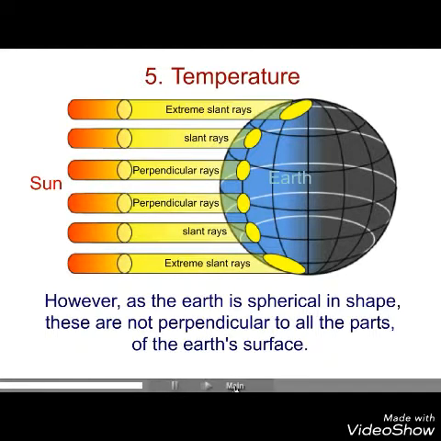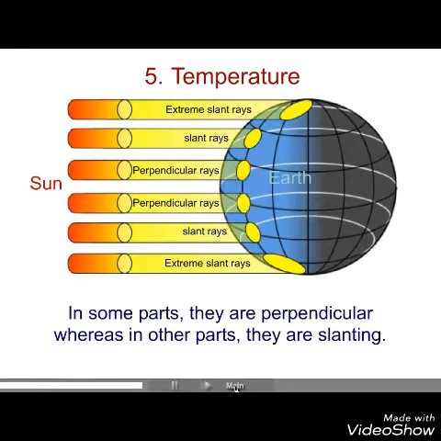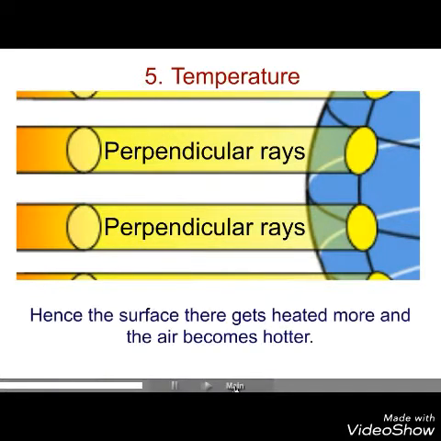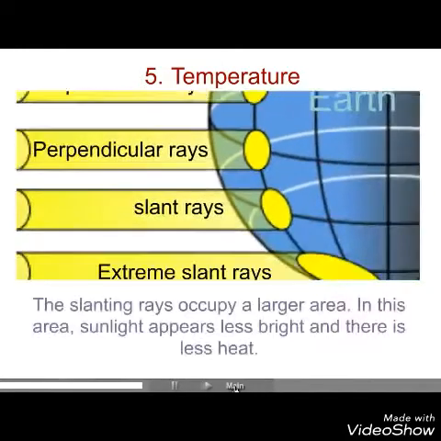However, as the earth is spherical in shape, these rays are not perpendicular to all the parts of the earth's surface. In some parts, they are perpendicular, whereas in other parts, they are slanting. The perpendicular rays occupy less area. The part where the rays occupy less area receives bright sunshine and greater heat. Hence, the surface there gets heated more and the air becomes hotter.